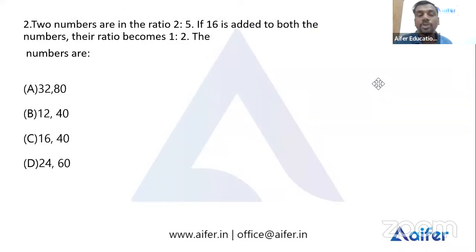Two numbers are in the ratio 2:5. If 16 is added to both the numbers, the ratio becomes 1:2. The numbers are? Try to do the question and give me the answers. I will give you some time.